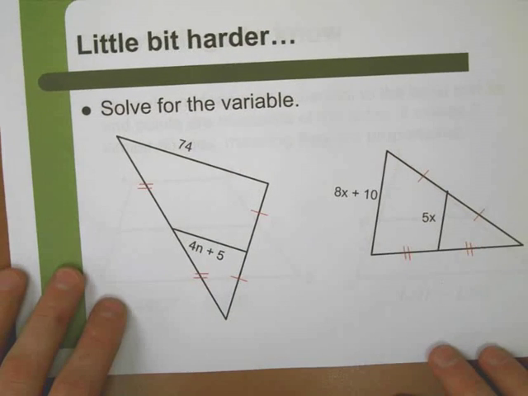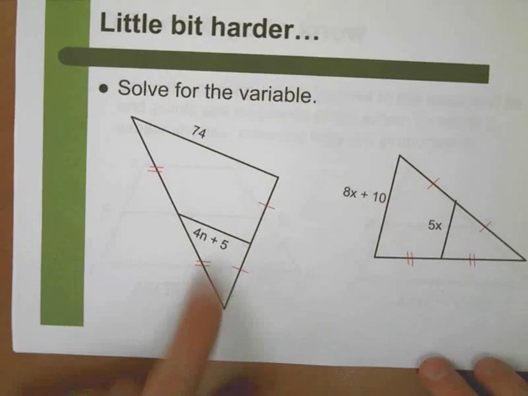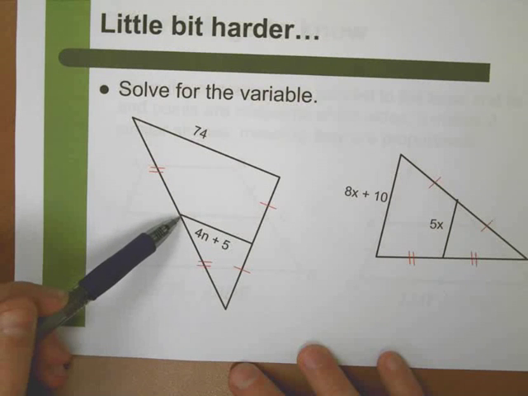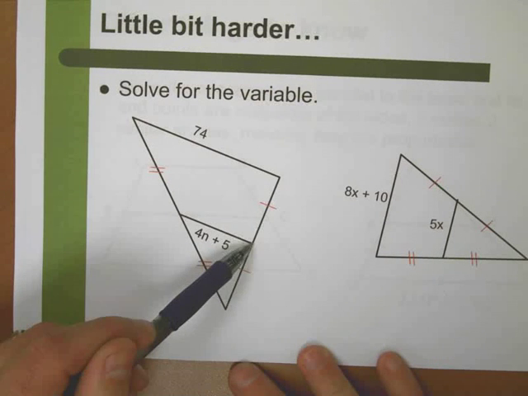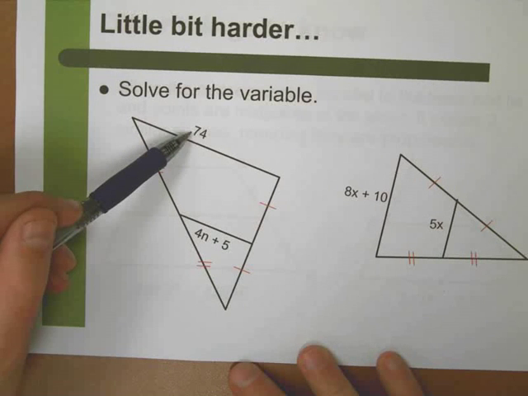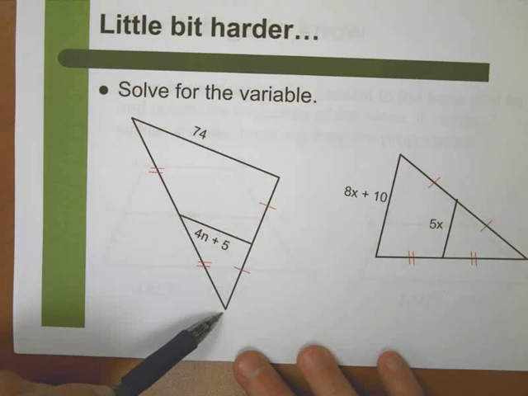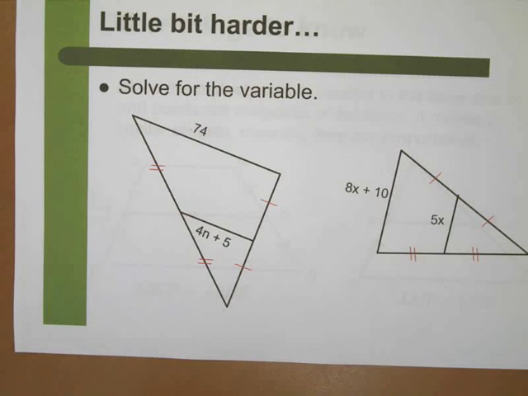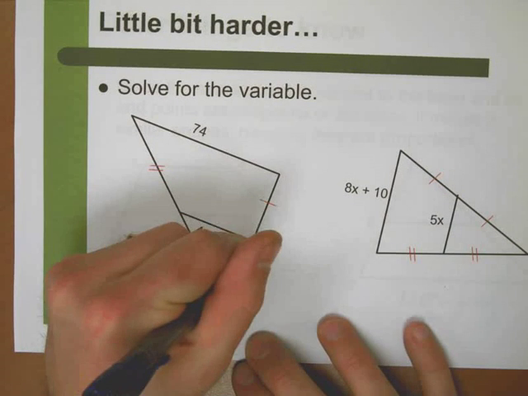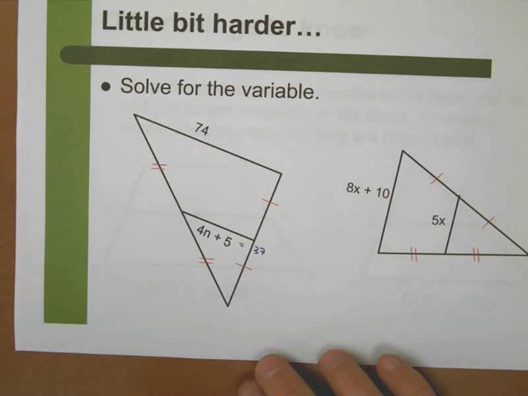More problems, okay? How about this one? Solve for the variable. In this case, it's n, right? And so if I look, I see that, hey, look, halfway, that's a midpoint. Halfway, that's a midpoint. That means this is the midsegment, right? So 74 and 0 average out to be what? Well, what's half of 74? If I divide 74 by 2, I know that this should be 37 units in length.